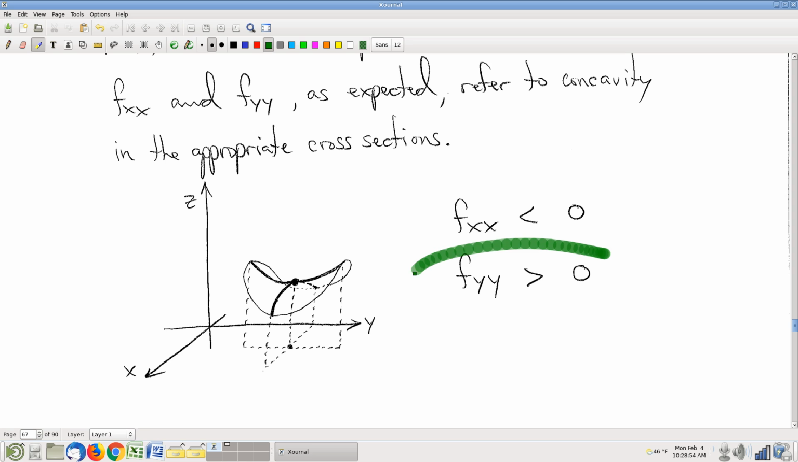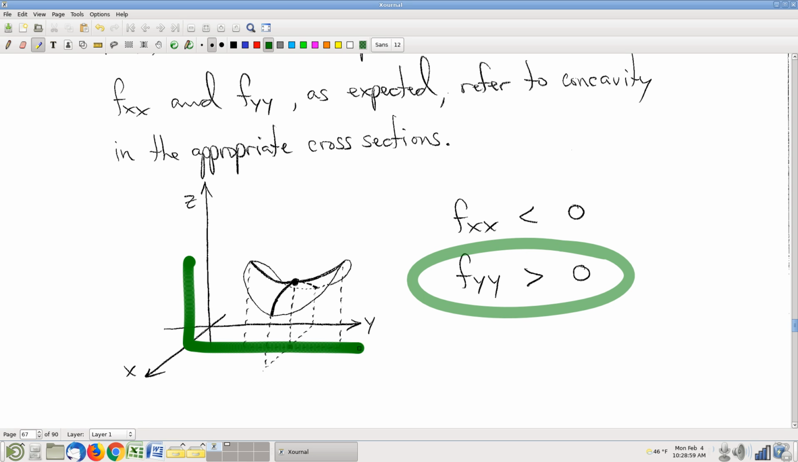Related observation about y partials. Here you're fixing x. We're going to set x equal to a constant and keep x constant the whole time, and no surprise, again, it's a relationship to concavity. And just for fun, I drew it curving the other way this time, so it's concave up as you're looking in the y direction, and the second partial with respect to y is positive.